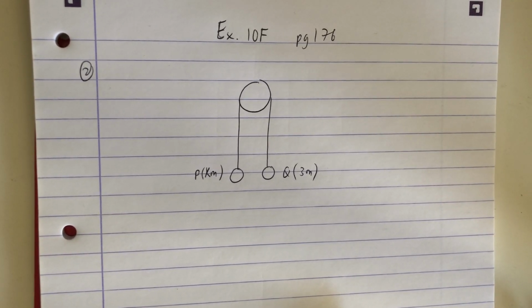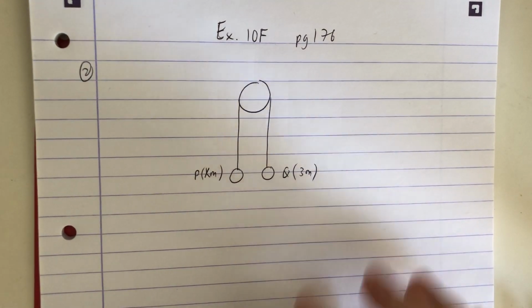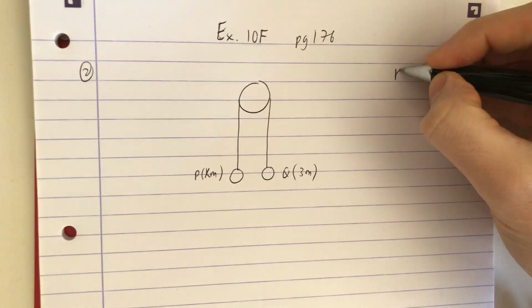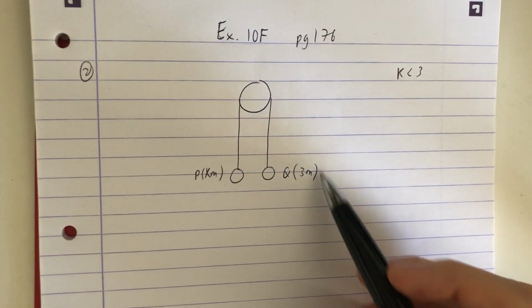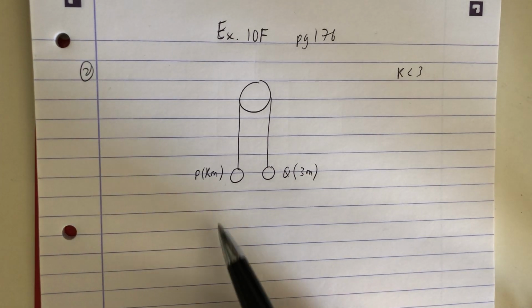Okay, just going to go through a question from exercise 10F on page 176, question 2. We've got two particles P and Q, masses km and 3m respectively, where k is less than 3. In other words, P is lighter than Q. The particles are connected by a light, inextensible string which passes over a smooth, fixed pulley. The system is held at rest with the string taut, the hanging parts of the string vertical, and with P and Q at the same height above the horizontal plane.